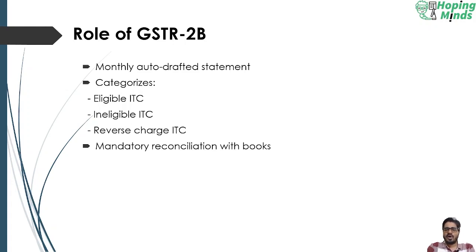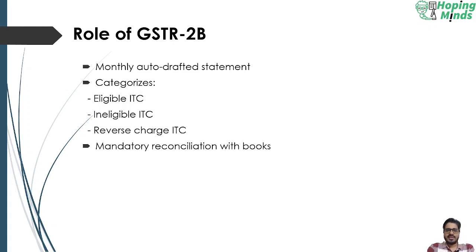Input tax credits of those invoices which do not appear in the GSTR 2B of the recipients cannot be claimed in the reporting period. So GSTR 2B categorizes the input tax credits as eligible ITC, such ITC which accrues from the supply of goods or services that does not fall in the list of block credits or is not ineligible due to the application of any other provisions of the Act and is not restricted in any other manner.